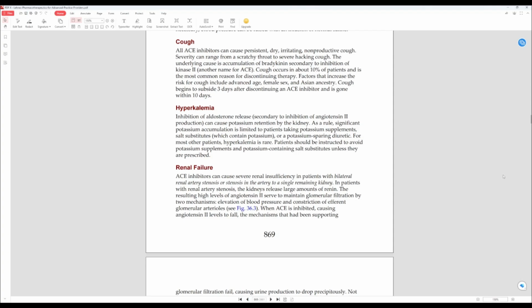Cough begins to subside 3 days after discontinuing the ACE inhibitor and is usually gone within 10 days of discontinuation.